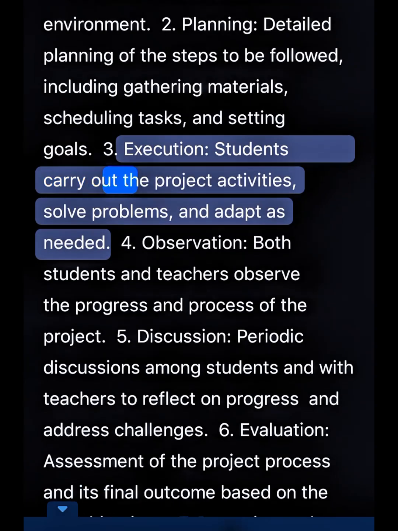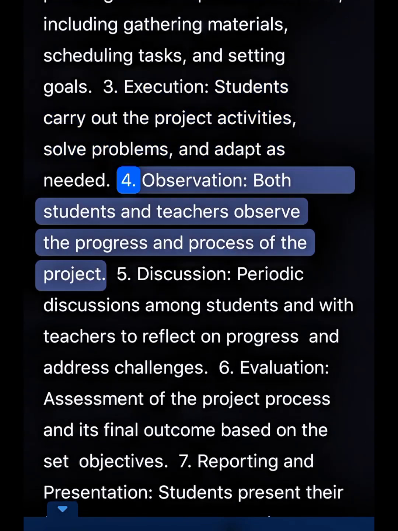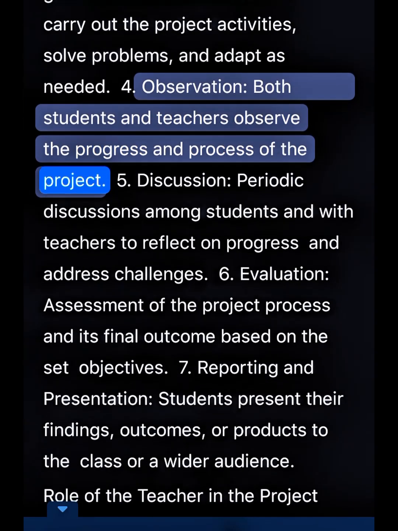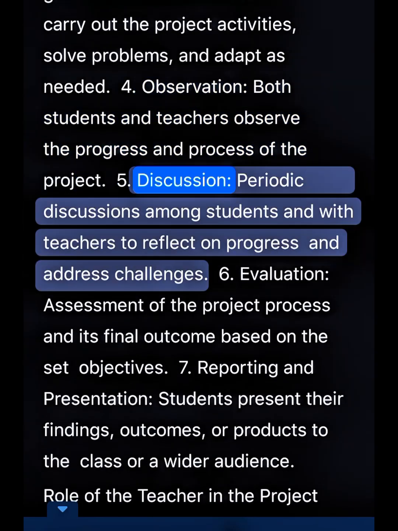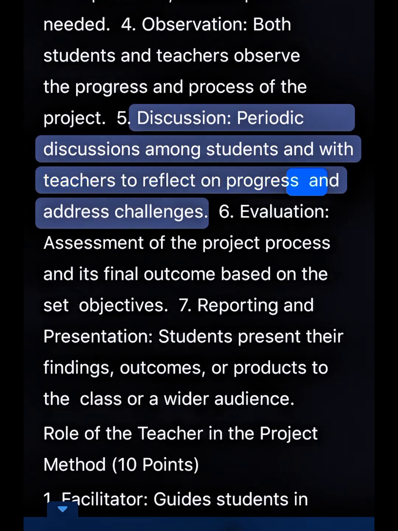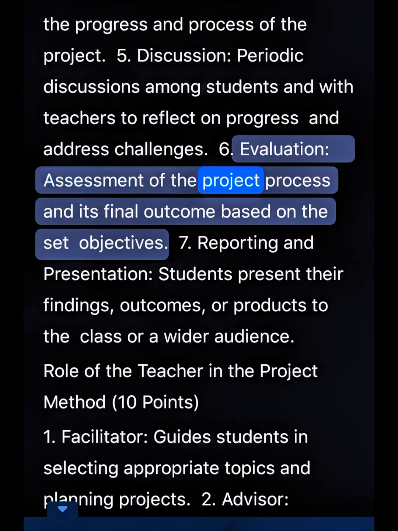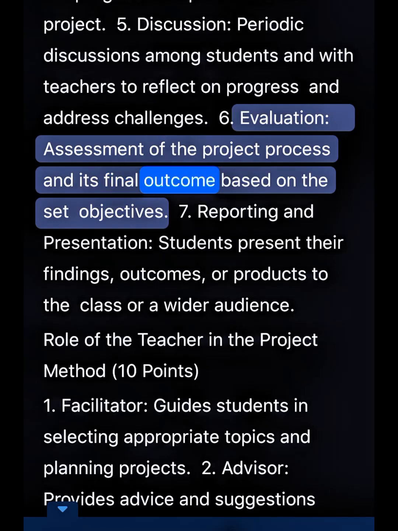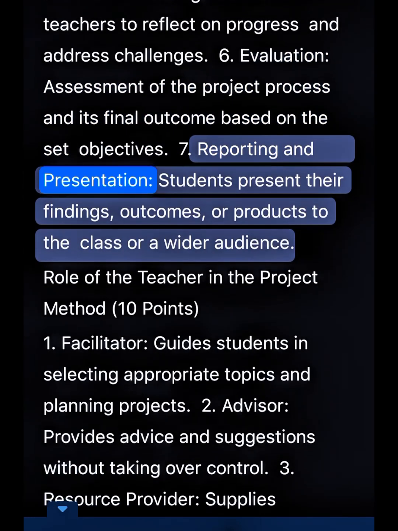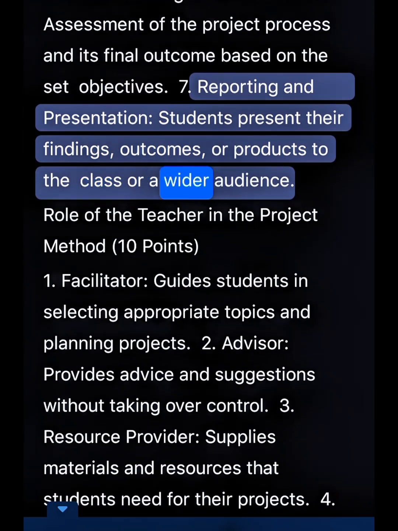Execution. Students carry out the project activities, solve problems, and adapt as needed. 4. Observation. Both students and teachers observe the progress and process of the project. 5. Discussion. Periodic discussions among students and with teachers to reflect on progress and address challenges. 6. Evaluation. Assessment of the project process and its final outcome based on the set objectives. 7. Reporting and presentation. Students present their findings, outcomes, or products to the class or a wider audience.